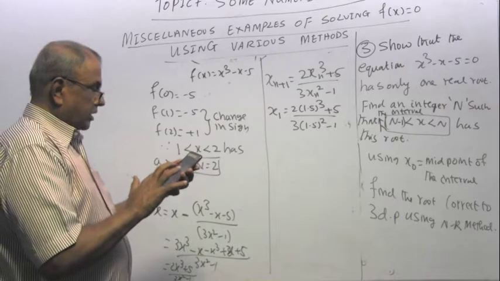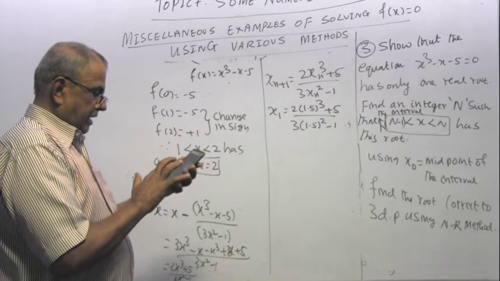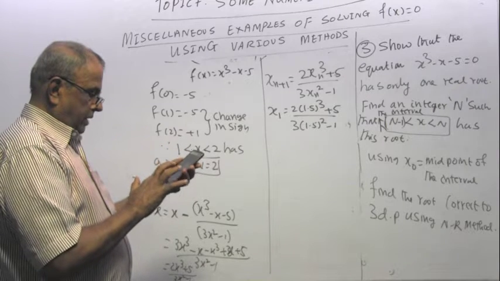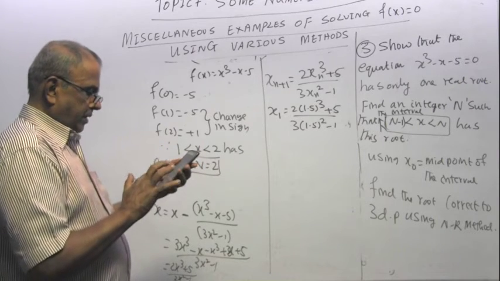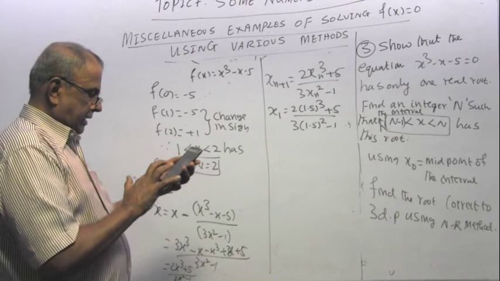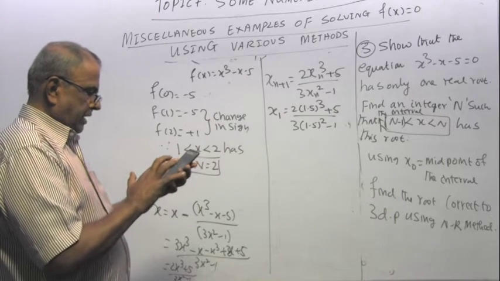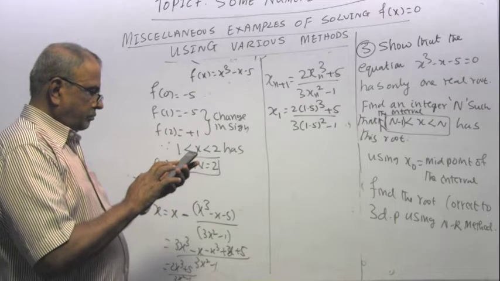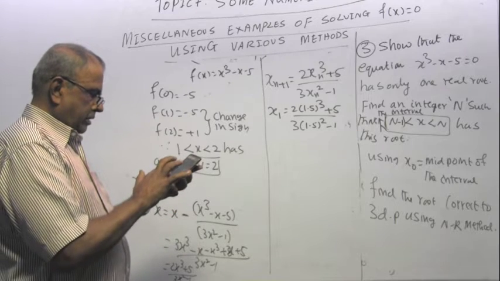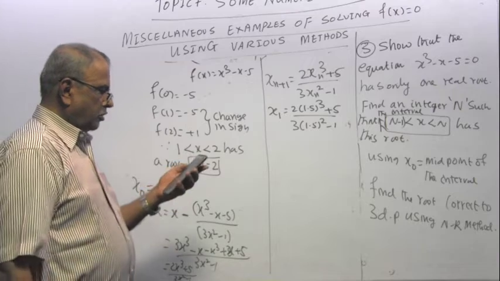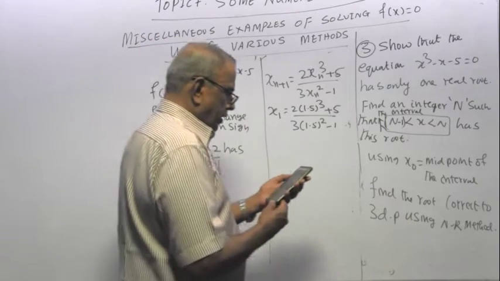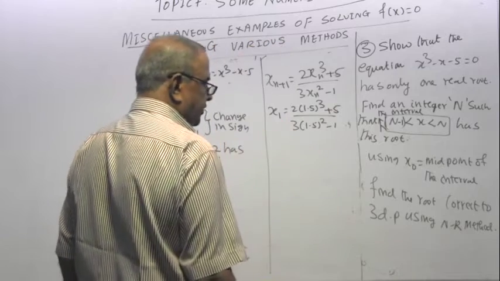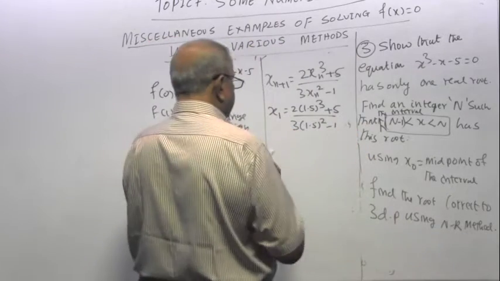Open bracket 2 times 1.5 cube plus 5 close bracket divided by open bracket 3 times 1.5 square minus 1 close bracket equal to 2.043. He says how many decimal places? 3 decimal places. 2.043.